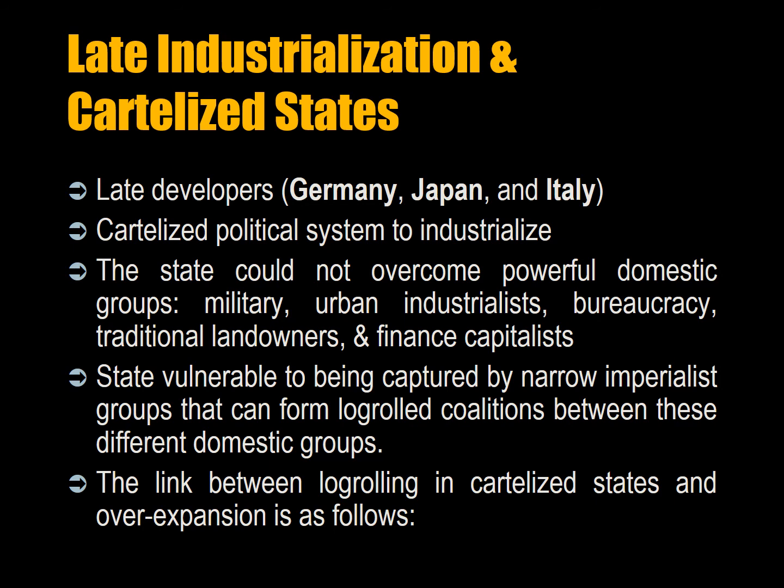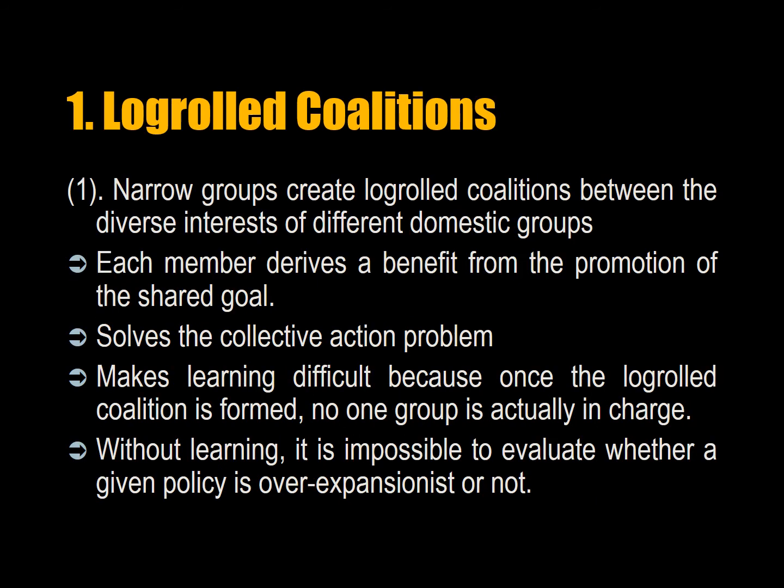This cartelized political structure makes the state vulnerable to being captured by narrow imperialist groups that can form log-rolled coalitions between these different domestic groups and stakeholders. So the link between log rolling in cartelized states and overexpansion is as follows.